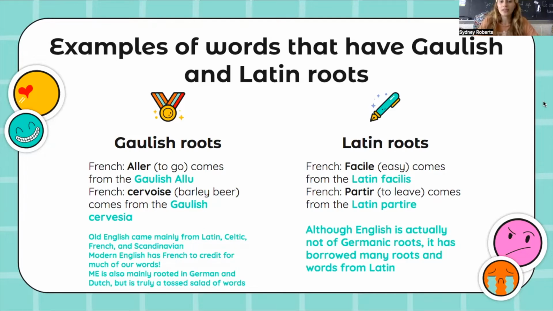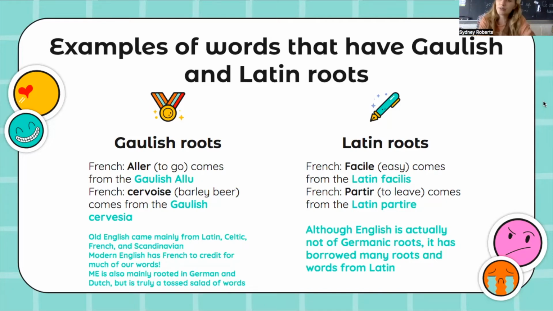And then in Old English, although it came mainly from Latin, Celtic, French, and Scandinavian, modern English has a lot to credit toward French in terms of what types of words we use. There's a lot of overlap, a lot of cognates when you look at English versus French. Modern English is also mainly rooted in German and Dutch, but is truly a tossed salad of words, just like we say about the American culture, very much a tossed salad.